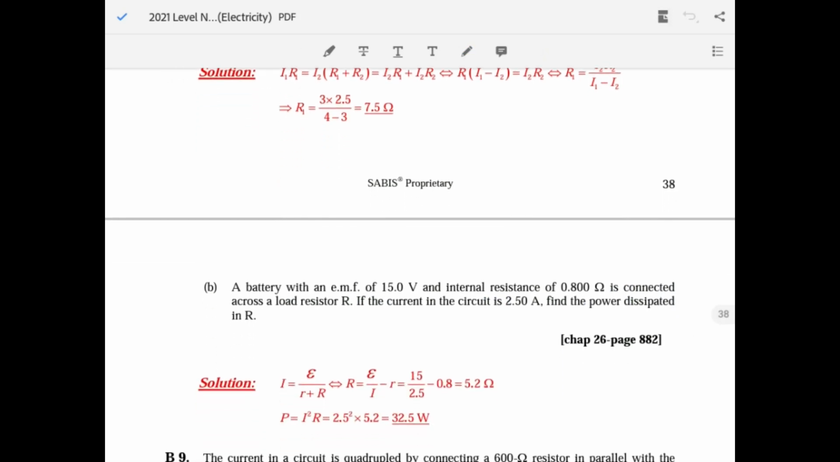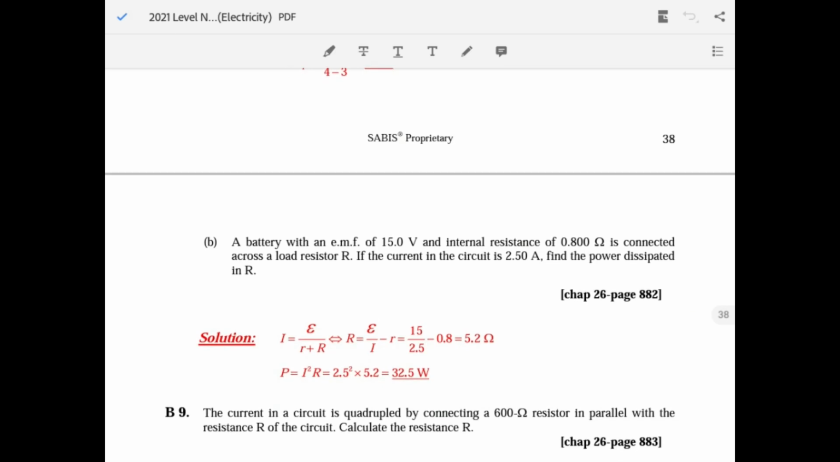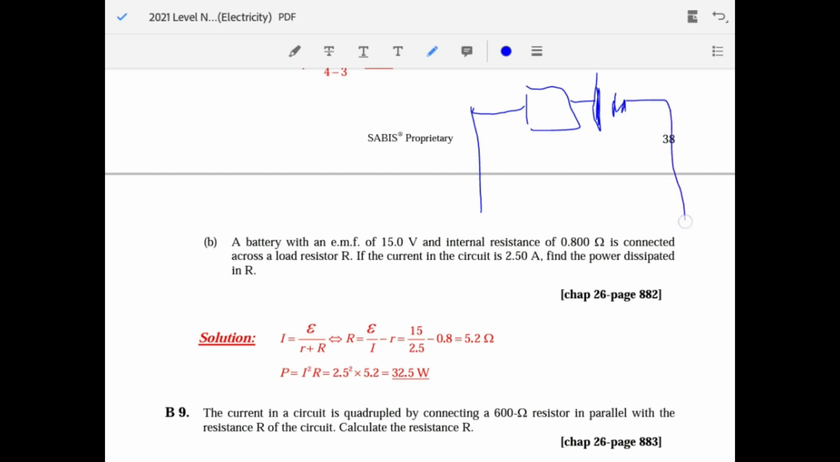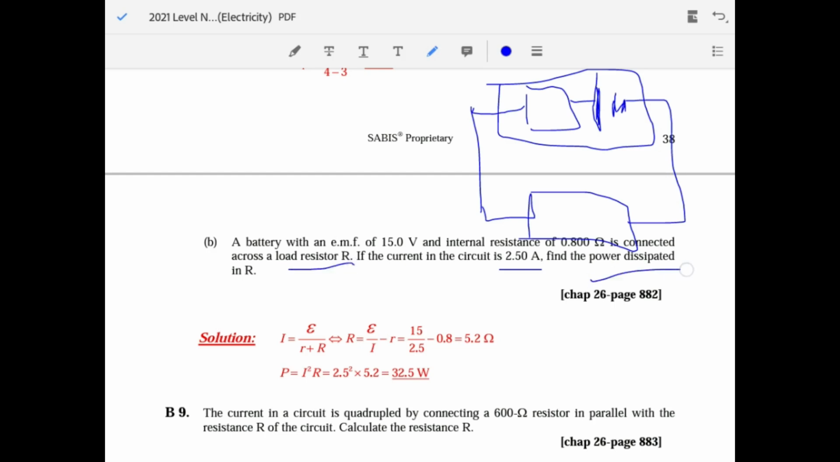A battery with an EMF of 15 volts and internal resistance 0.8 ohms is connected across a load resistor R. If the current is 2.5, find the power dissipated in R. So a simple diagram is this, where this is the battery, and the current of the circuit is 2.5. What's the load resistor R, and the power dissipated in R.